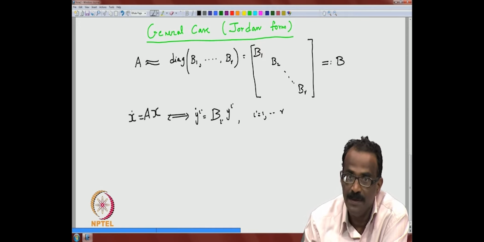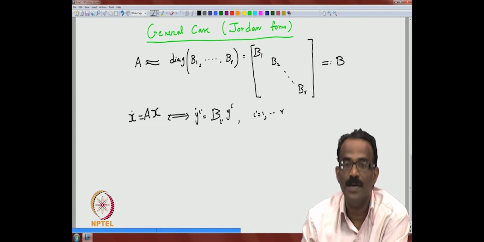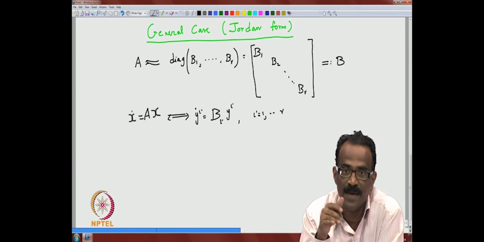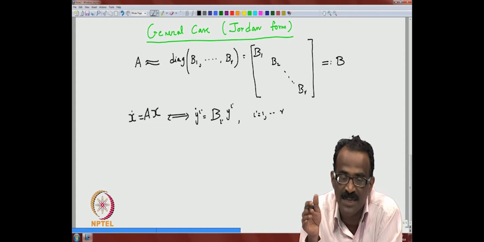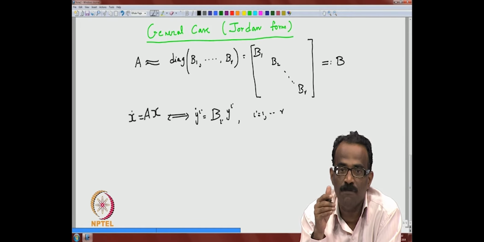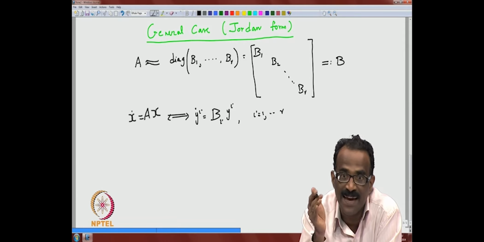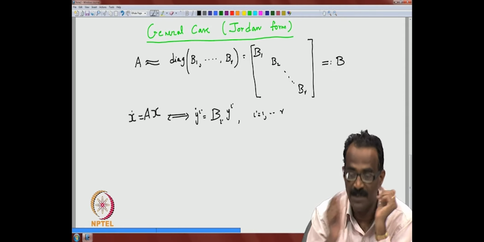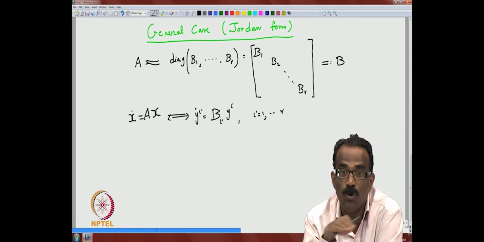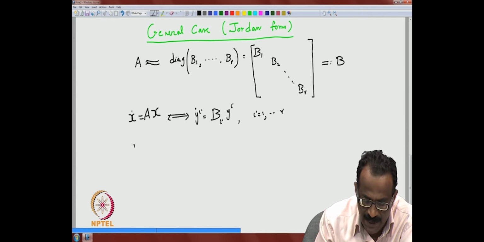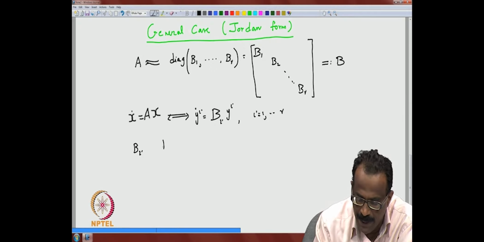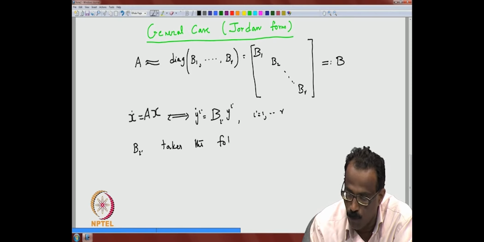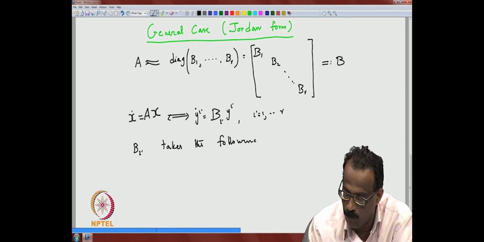And each y_i is a vector corresponding to k_i. If B_i is of order k_i by k_i, a k_i cross k_i matrix, then y_i is a vector of order k_i, a k_i vector. So you can solve for all these things. A bigger system eventually reduces to solving a smaller system. B_i takes only the following two forms, that is the whole interesting thing.